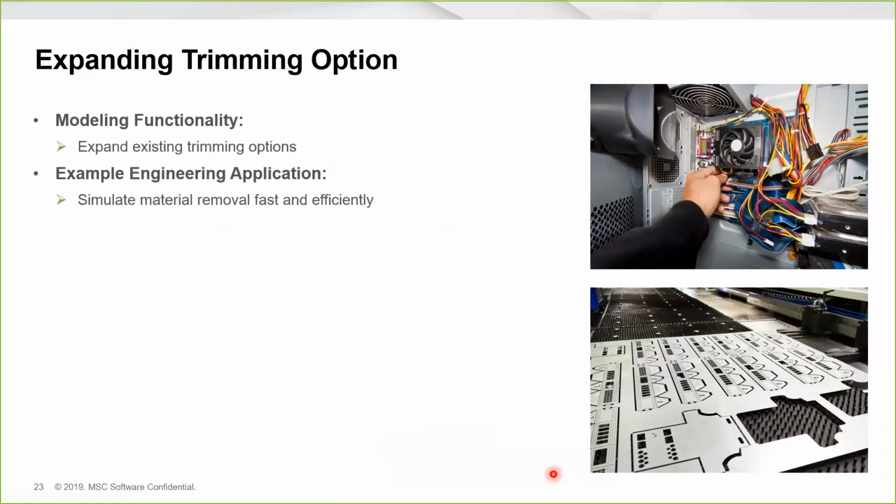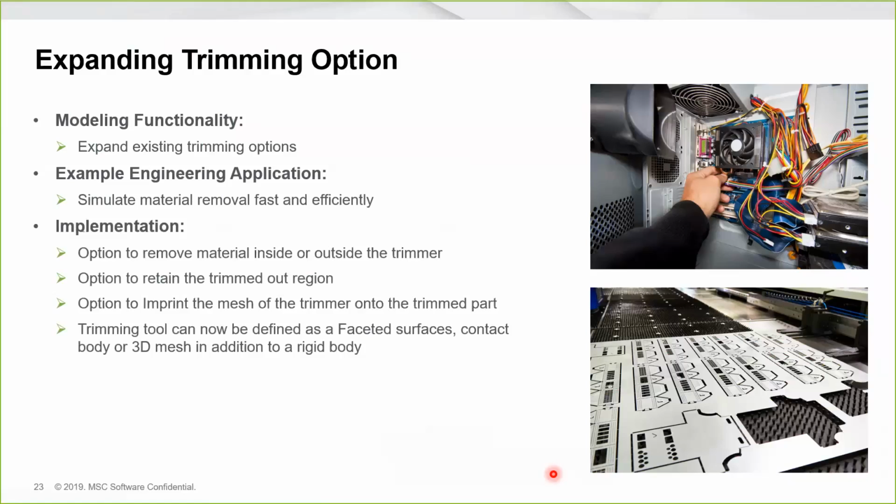You can simulate material removal fast and efficiently. Now, with the trimmer, you have the option to remove the material inside or outside the trimmer. This makes it easier if it's easier to define the surface inside or outside of what you want trimmed. You can retain the trimmed-out region as well, maybe you just want it separated out. We can imprint the mesh of the trimmer onto the trimmed part if we're using a 3D mesh to do the trimming.